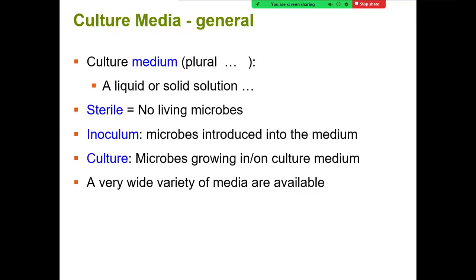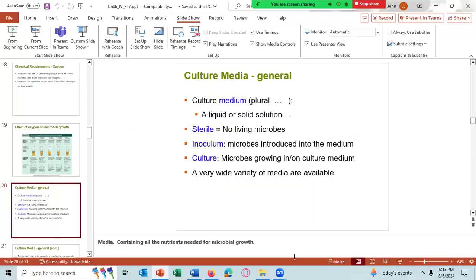When we're talking about media, media is a word for more than one, it's plural. Whenever we're talking about one, you should use the word medium, because that's the single word for media, the plural. It is a liquid or a solid solution which provides all of the nutrients required by organisms to grow. If you were to come into a microbiology lab, we would supply a tube or a plate of media for you to grow your microbes.